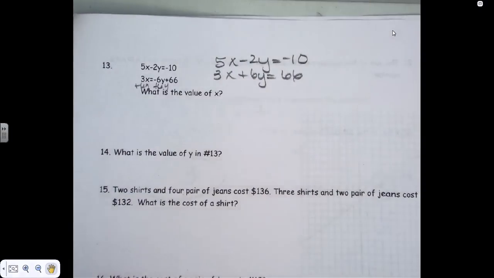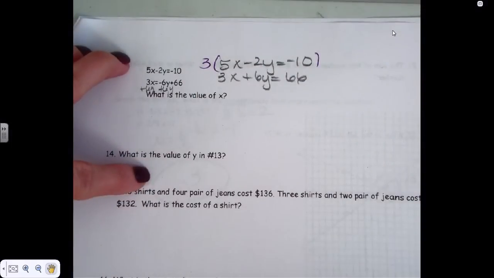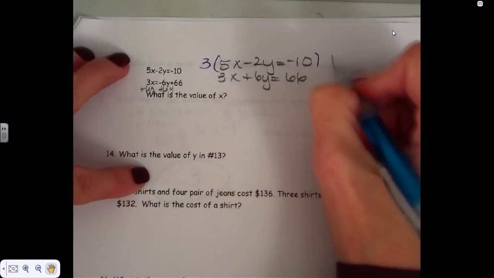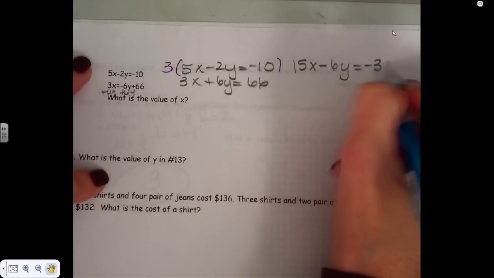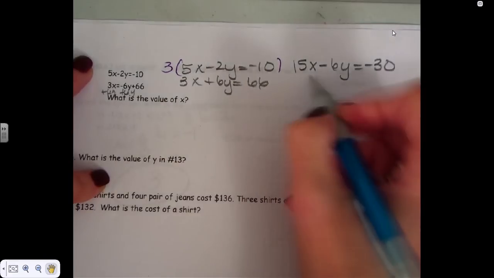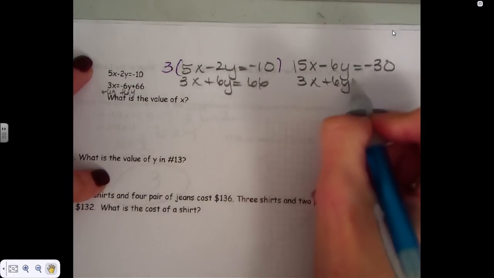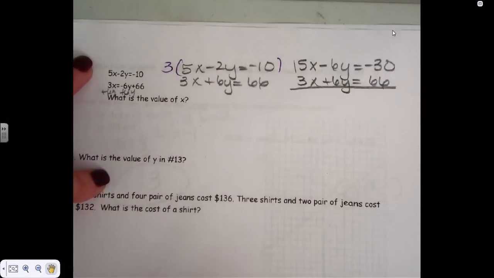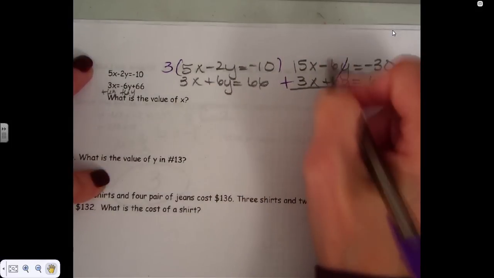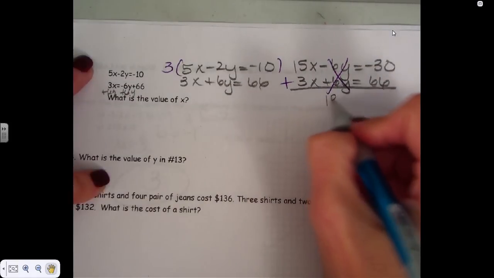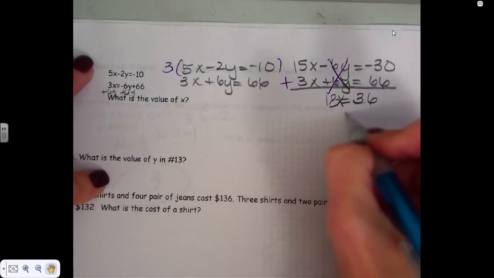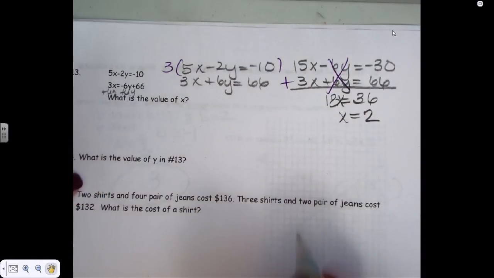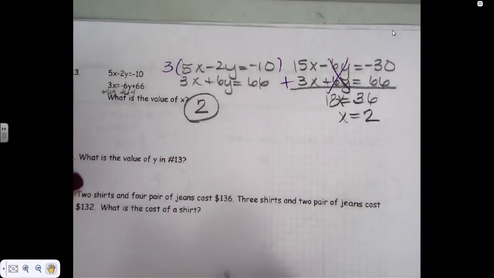Now I'm going to eliminate with multiplication, and I'm going to get rid of y. I'm going to multiply my top by 3. So really I have 15x minus 6y is equal to negative 30. 3x plus 6y is equal to 66. Now I can eliminate my y's by adding. So I get 18x is equal to 36. So x is 2. So this question was asking for the x.